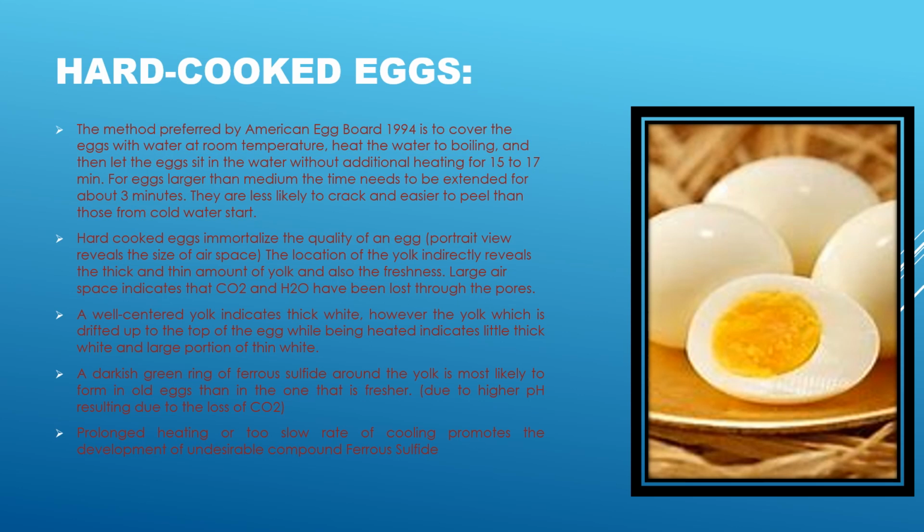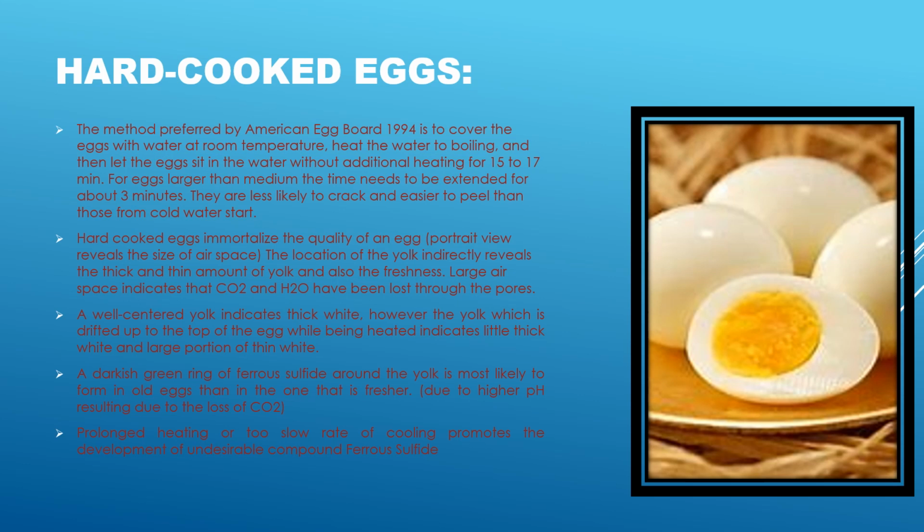Hard cooked eggs. These eggs directly represent the quality of an egg. The location of the yolk indirectly reveals the amount of thick and thin white and also the freshness. A large airspace indicates that carbon dioxide and water have been lost through the pores, whereas a well-centered yolk indicates thick white. However, a yolk which has drifted up to the top of the egg white being heated indicates little thick white and a large portion of thin white.